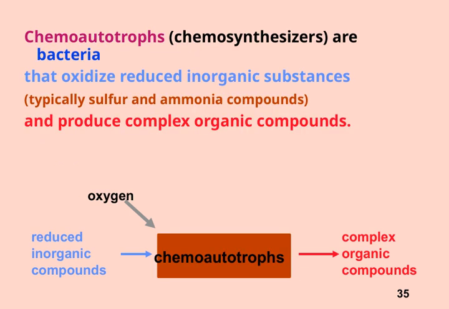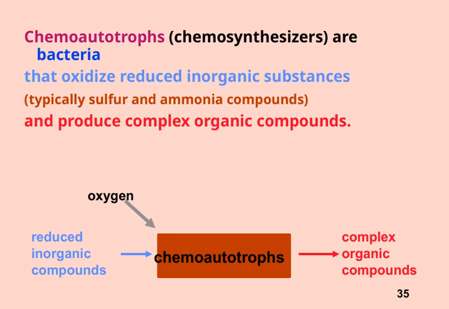Chemoautotrophs, also known as chemosynthesizers, are a fascinating group of bacteria. They have the remarkable ability to oxidize reduced inorganic substances, which are often sulfur or ammonia compounds. This process allows them to produce complex organic compounds, essentially creating their own food from inorganic sources. It's important to highlight that these bacteria don't rely on sunlight like plants do. Instead, they harness chemical energy from inorganic molecules.